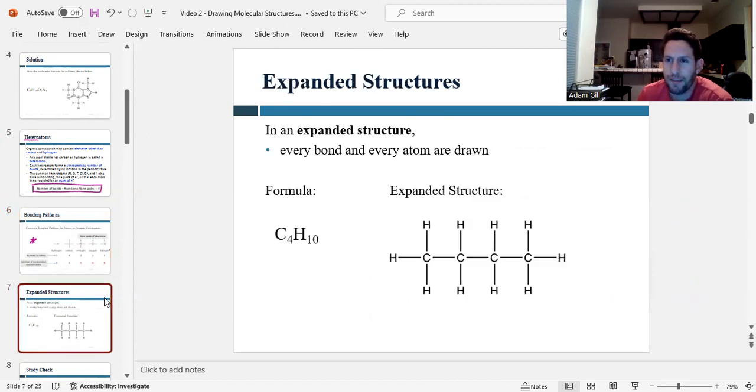So the next thing we're going to talk about are expanded structures. In an expanded structure, you show every bond and every atom. So this is our standard Lewis structure like we learned about in chapter 6. So if we have the formula C4H10, we have to show all 4 carbon atoms, all 10 hydrogen atoms, and all of the bonds connecting them together.